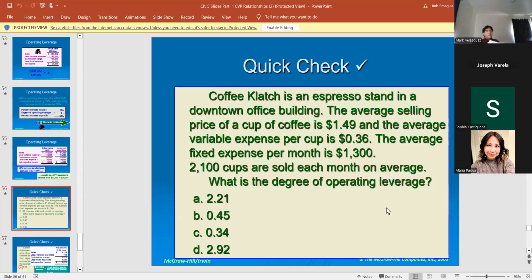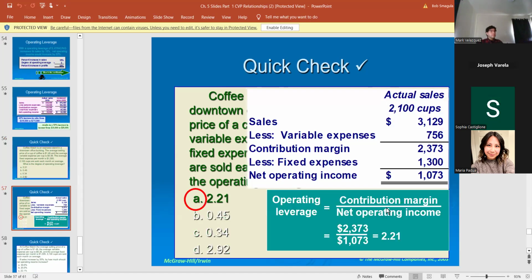So what's the degree of operating leverage? Well, they sell 2,100 cups, and the contribution margin is $1.33. And we have to multiply these out by 2,100. Let me see the math here. Now, this is one I couldn't do in my head, guys. I'm sorry.